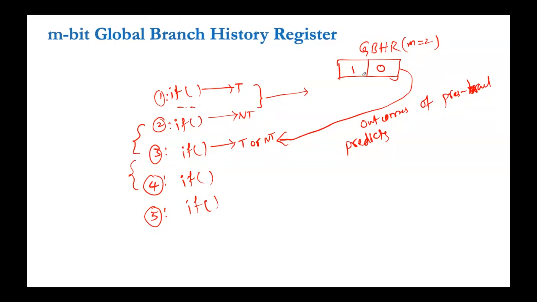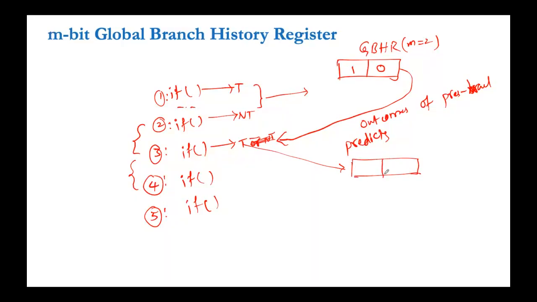Then how will this entry be updated in the global branch history register? Suppose the first one is taken and the second one is not taken. From this outcome, 10 means it will be in the likely taken state. Your third branch is taken now. When the third branch is taken, its history must be updated in this branch history register. So how will it be done?